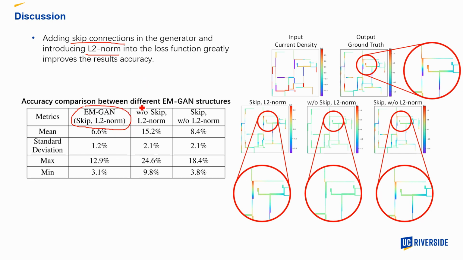The second one only keeps the L2 norm but removes the skip connections. So the results accuracy is much worse than EM-GAN. The third model keeps the skip connections but removes the L2 norm. The accuracy is better than the second model, but still worse than EM-GAN. This result can also be verified by these stress maps.